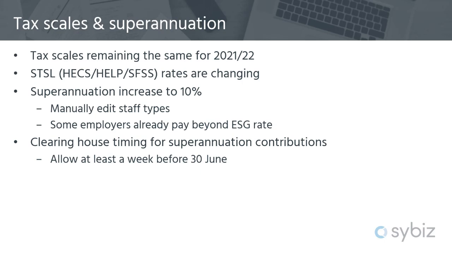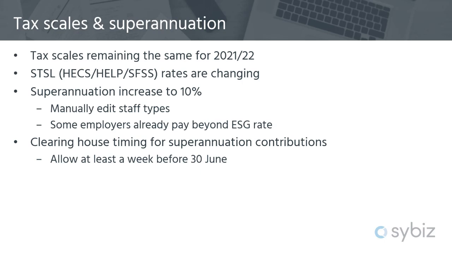So just a heads up on that. And the superannuation rate is increasing for the first time since, I think, 2014, so it's going from 9.5 to 10%. Now, one thing that we just want to point out is that this does require a manual edit of staff types, because there are some employers there that are paying beyond that ESG rate already.